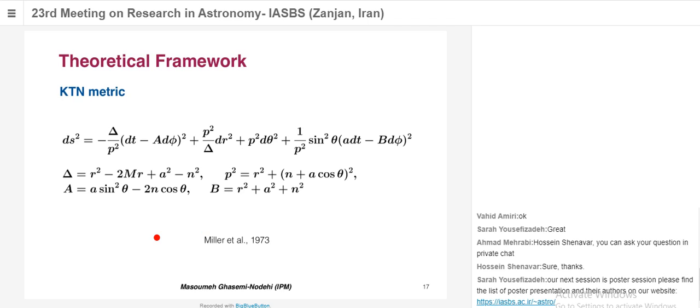The second metric that I'm considering here is the Cartesian spacetime that contains mass, spin, and a parameter n, the gravito-magnetic monopole charge. For n equal to 0, we have the Kerr case, and for different values of a and n, we can have a Cartesian black hole or Cartesian singularity.